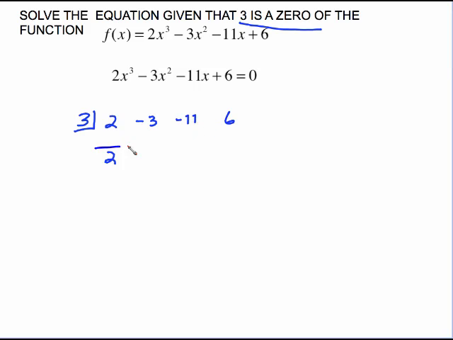Bring down your 2. 3 times 2 is 6. Add and get 3. 3 times 3 is 9, gives me negative 2. 3 times negative 2 is negative 6, which gives me 0, which verifies that 3 truly was a 0. Take a look at those coefficients. Those coefficients stand for 2x squared plus 3x minus 2. Now I'm going to set that equal to 0 and just use that line. What I want to do is solve that.